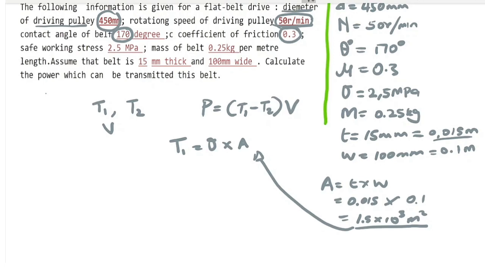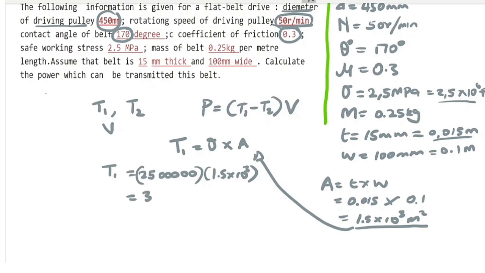Then let us substitute here to find T1, the tension on the tight side. The stress here, we also have to convert. 2.5 times 10 to exponent 6 Pascal. It is like this. Convert it to Pascal. Then we'll put it here. Then when you calculate this, it's going to give you the tension to be 3,750 newtons. That's the tension one, you got it.